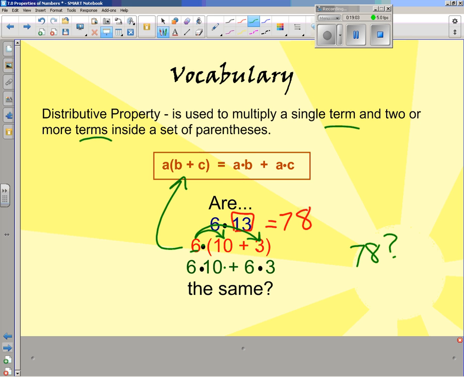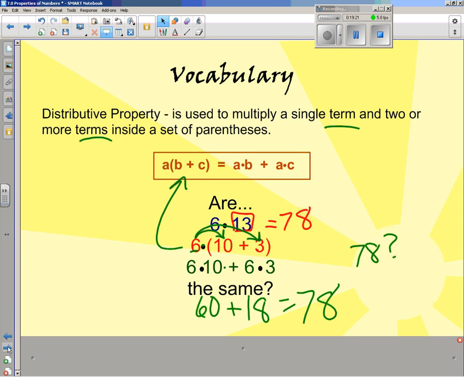So 6 times 10, think about what that's going to be. That's 60. Plus, I distributed my 6 to my 3 as well. 6 times 3 is going to be 18. Does that give me 78? Yes, it does. A simple proof of the distributive property.